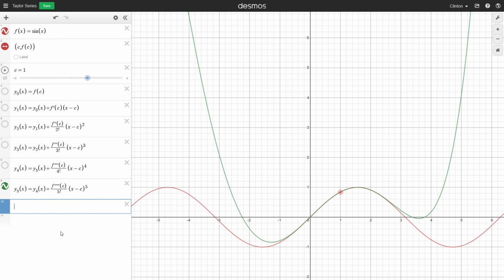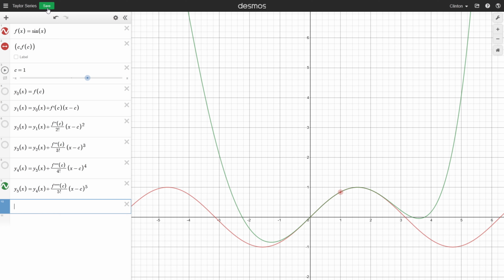So far, we've been looking at power series, which is exactly what this is. These are examples of power series, except for how we're getting these coefficients, a sub n. We are extracting them or building them or defining them in terms of the function itself and its derivatives.